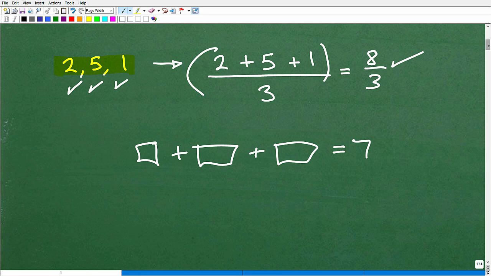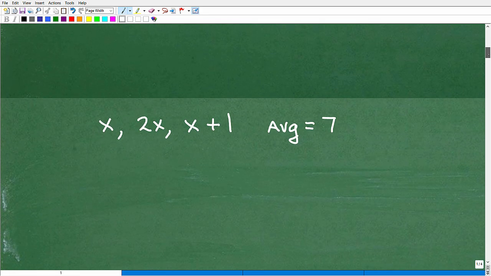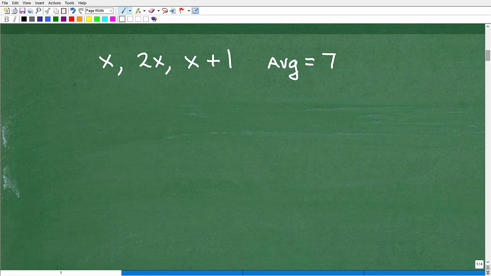So now let's get to our problem again. We have three numbers. Of course, we don't know what the numbers are, but they're x, 2x, and x plus 1. Well, we know the average is equal to 7, or the average is 7. That's what the problem told us. Anytime you see the word "is" in mathematics, that equates to an equal sign. So the average is 7, or the average is equal to 7.